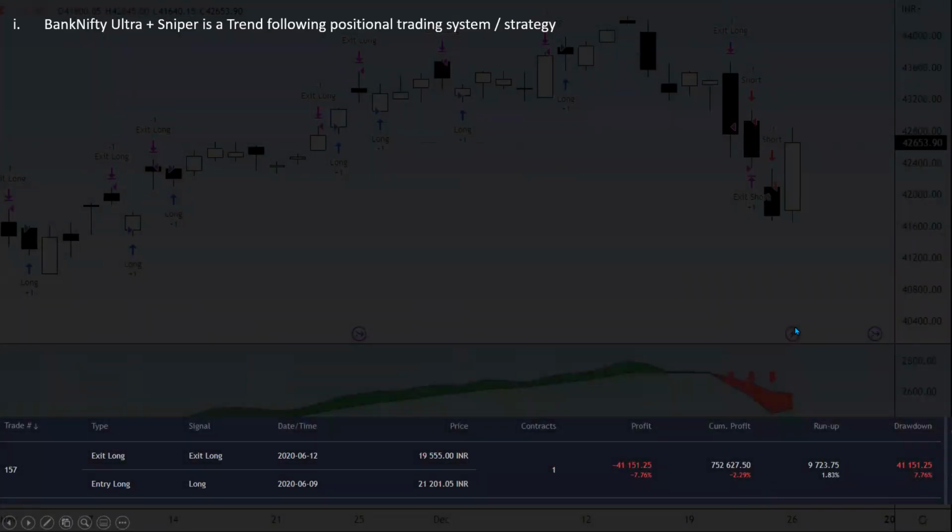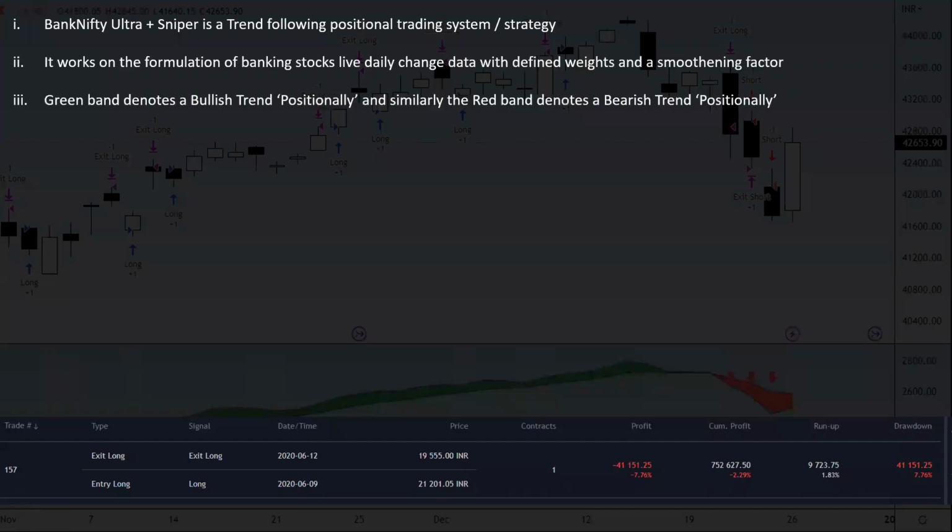So Bank Nifty Ultra Sniper is a trend following positional trading system or a strategy. It works on a formulation of banking stocks, live daily change data, defined with weightages and with a smoothing factor. The green band denotes a bullish trend positionally, and similarly, the red band denotes a bearish trend. And like all other indicators, this indicator is also a little bit lagging in nature. I'll be very honest with that.